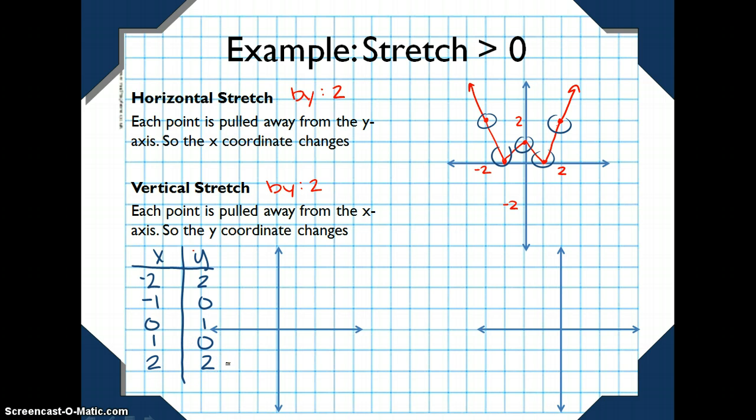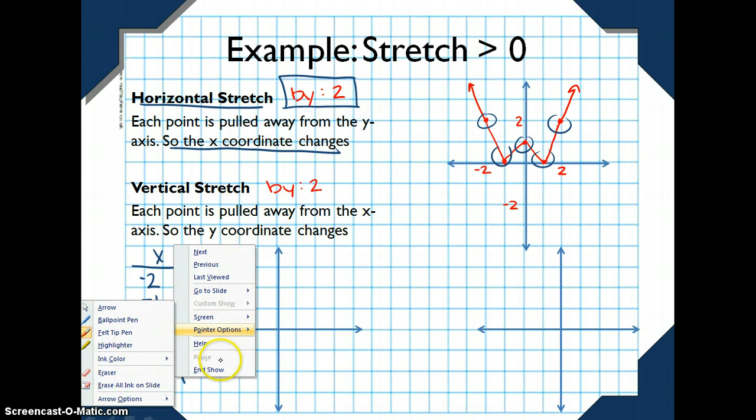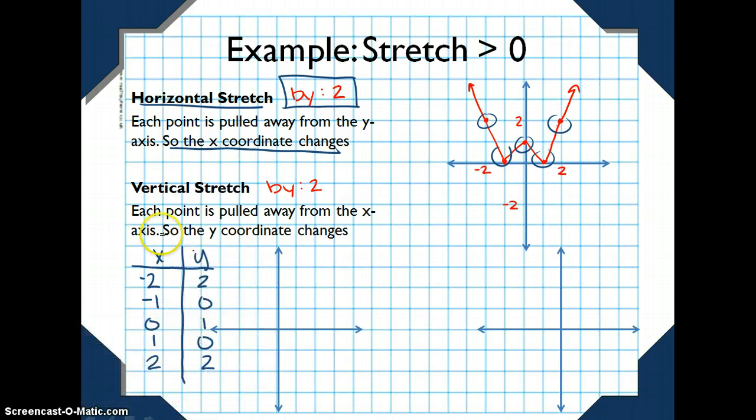Now, as I said a second ago, horizontal stretch, the x-coordinate changes, and we are going to make a horizontal stretch of 2, or by 2, which means that we're going to take our points that we already have and multiply all of the x's by 2. So 2 times negative 2 is negative 4. 2 times negative 1 is negative 2. 2 times 0 is 0. 2 times 1 is 2. And 2 times 2 is 4.